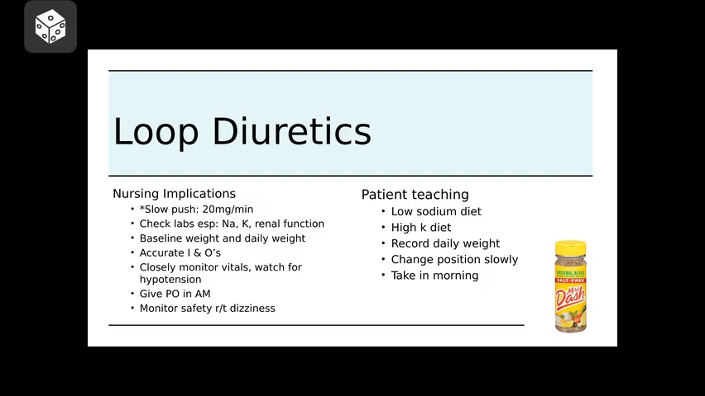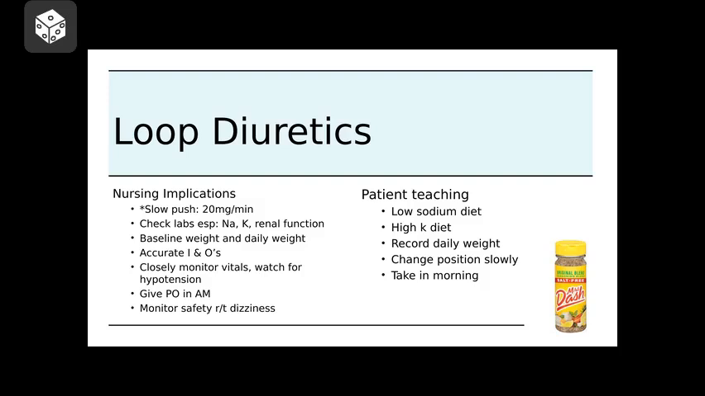Next, before we give this medication, we want to make sure we're checking our labs, especially that sodium and potassium and kidney function. Because this medication is going to cause loss of potassium and loss of sodium, we want to make sure that they're not already low before we give this medication. We want to make sure that our kidneys are okay before we hit them with this medication. Then we want to make sure that we have some baseline weight information. We're keeping accurate eyes and O's on our patients. This will help tell us how much fluid they've lost.